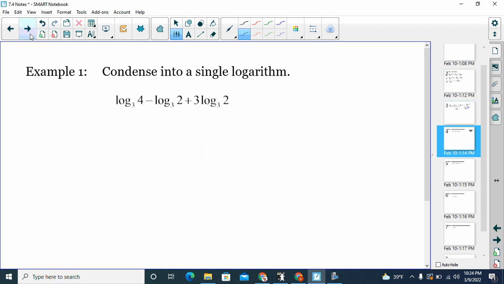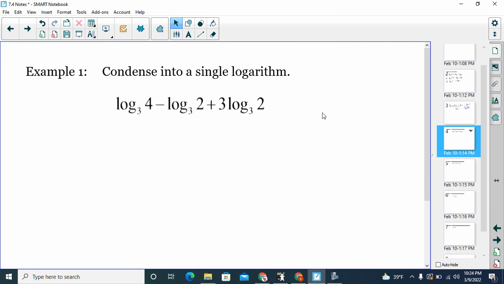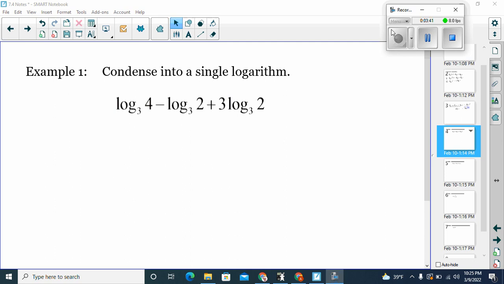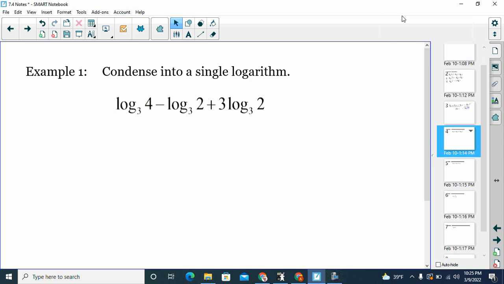Two main types of problems that we're going to do. The first is we might have multiple logarithms, and we are asked to rewrite that as a single logarithm. So we have log base 3 of 4 minus log base 3 of 2 plus 3 log base 3 of 2. The first thing I'm going to do is use our third property and take any coefficients that we have out front. We can bring those up and make it an exponent.